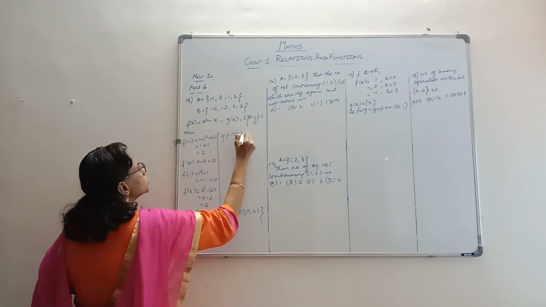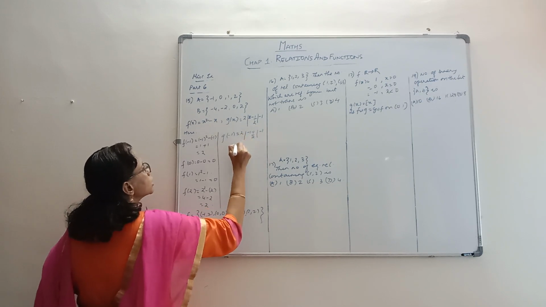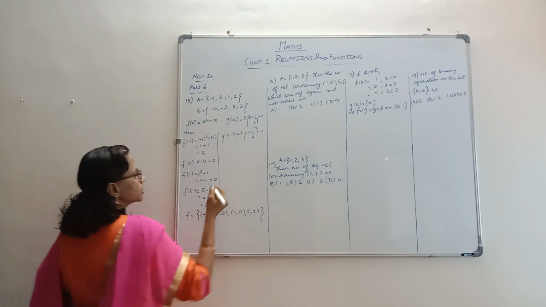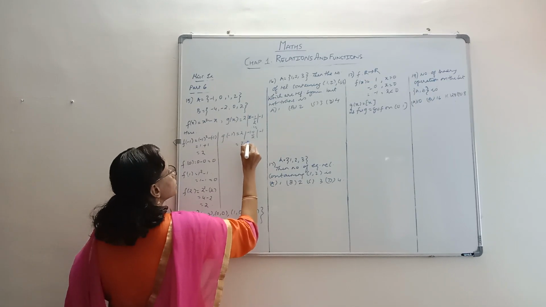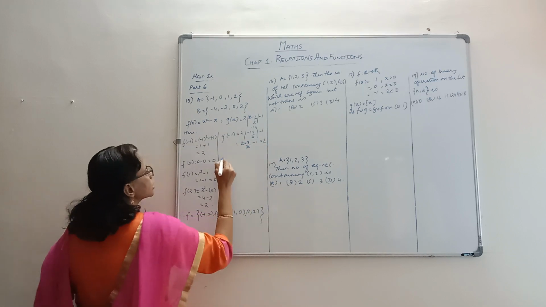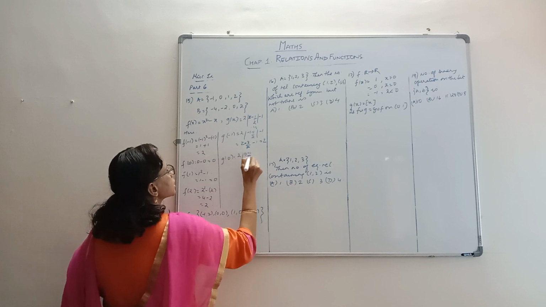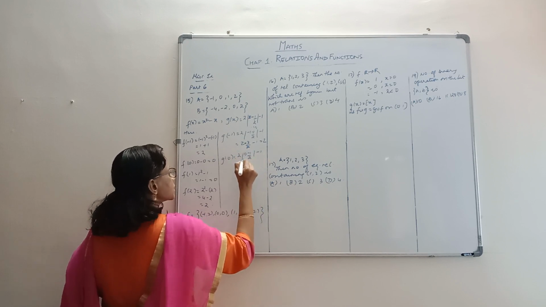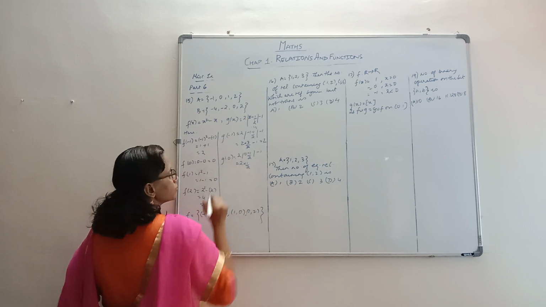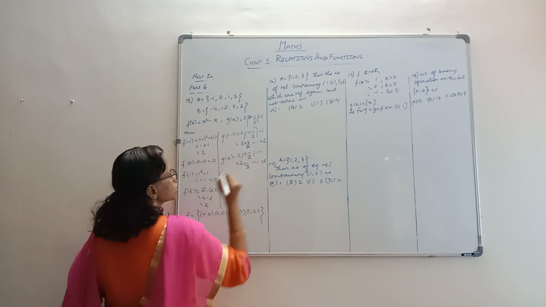Also we'll see g of minus 1. So it is 2 modulus of minus 1 minus half, minus 1. So this is minus 3 by 2, and when we take the modulus, it will be 3 by 2. So it will be 2 into 3 by 2 minus 1, 3 minus 1, it's 2. Then g of 0: 2 modulus of 0 minus half, minus 1. 0 minus half means minus half, so it will become half when we take the modulus. So it will be 1 minus 1, 0.